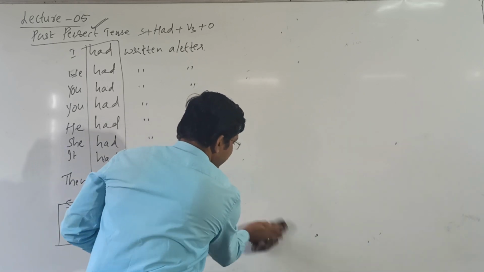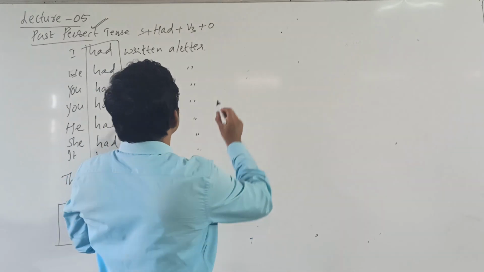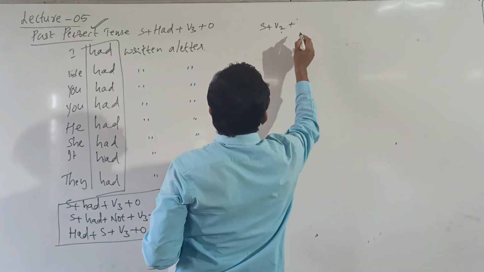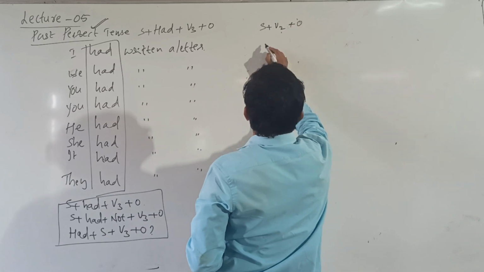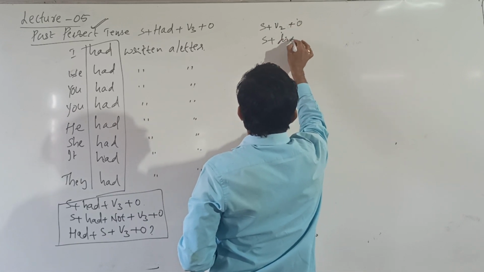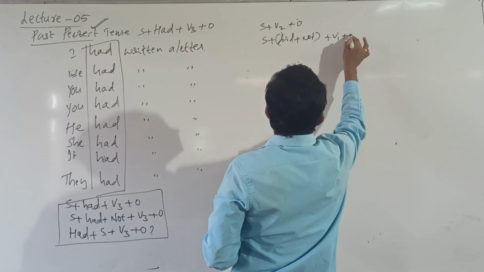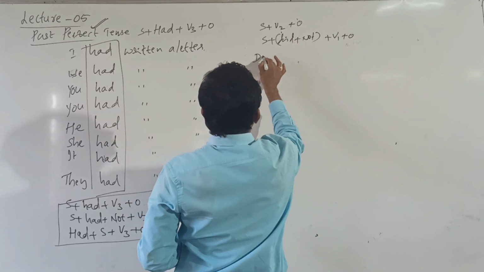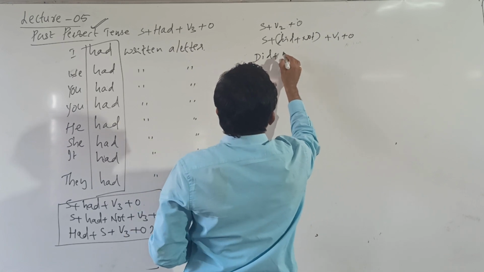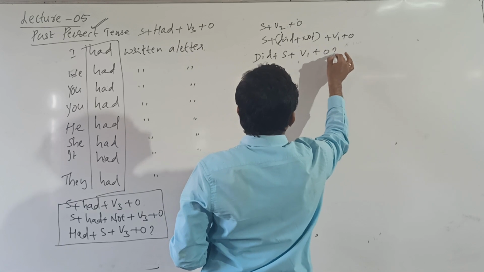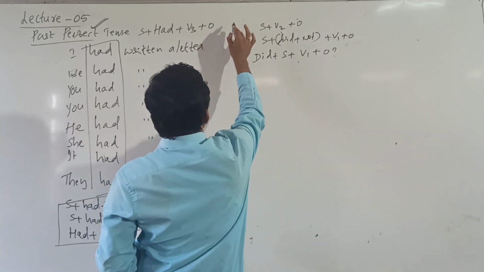All the structures in the sense, take: yes plus V2 plus object; yes plus did plus not plus V1 plus object; did plus then yes plus V1 plus object. Simple present tense.